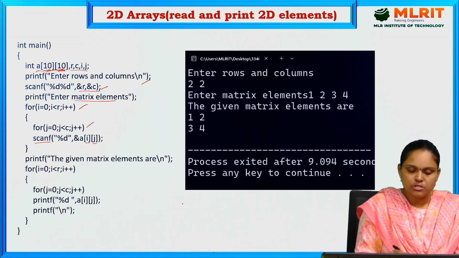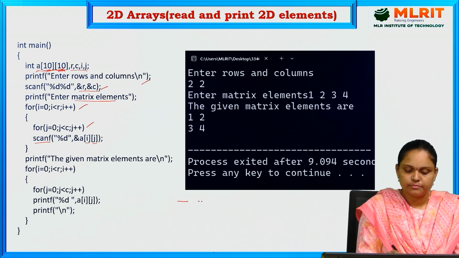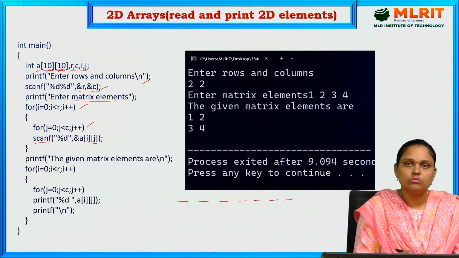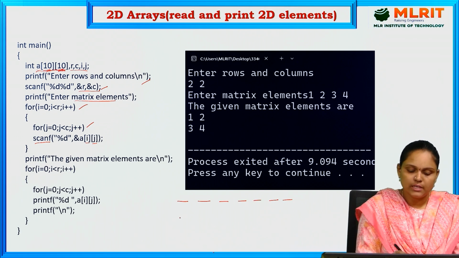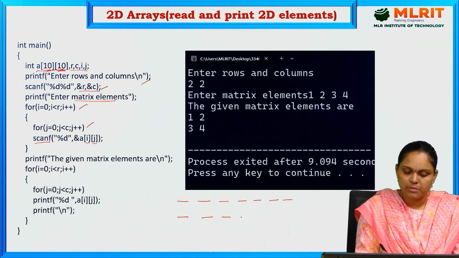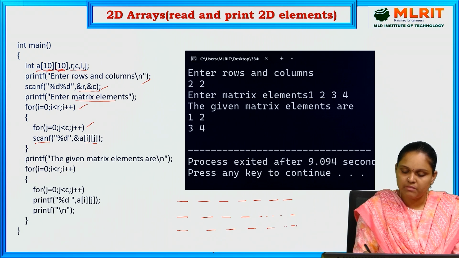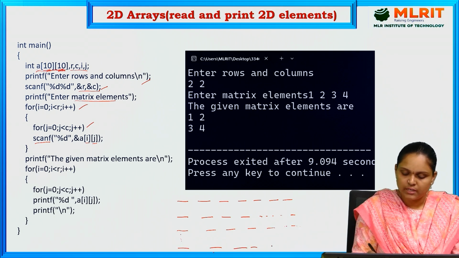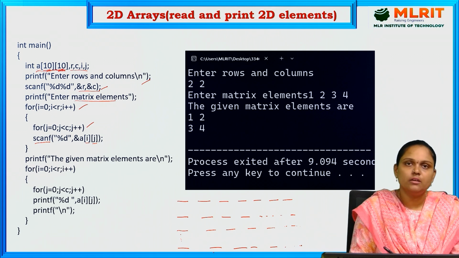So for the first row, 10 elements, the memory will get allocated. Again, the next 10 elements, the memory will get allocated. And again, the next third row of 10 elements, the memory will get allocated. And so on till 10 rows, the memory will get allocated for all 10 rows and 10 columns.